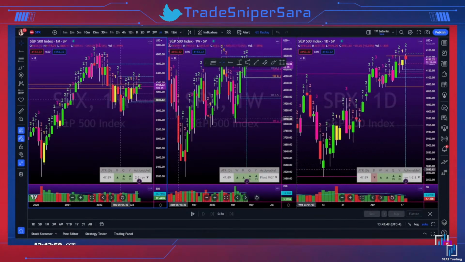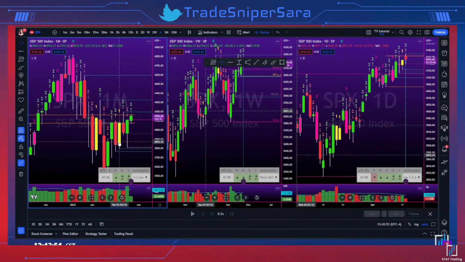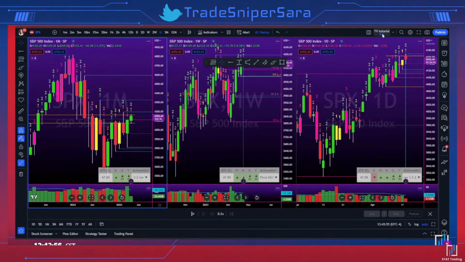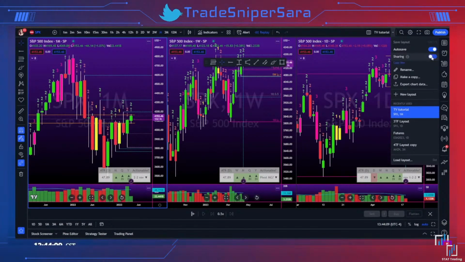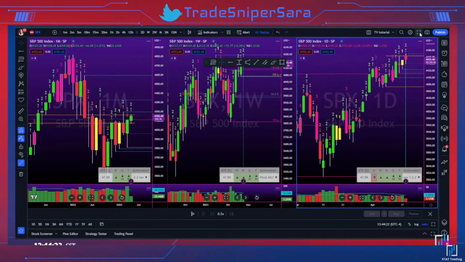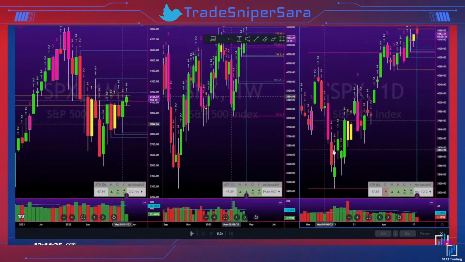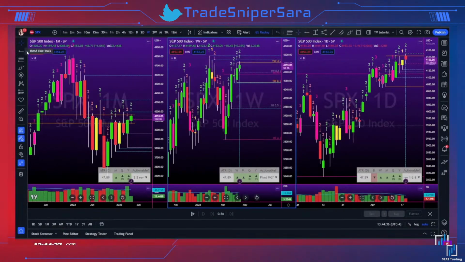And I do prefer TradingView to draw on. I just find it much easier to draw on than TrendSpider. And then if you want to save what you've done, just click save. If you want to share a layout, you gotta turn on sharing and paste that copy to someone, and then they can click on it and get to it. So yeah, lots of fun things that you can do in TradingView.